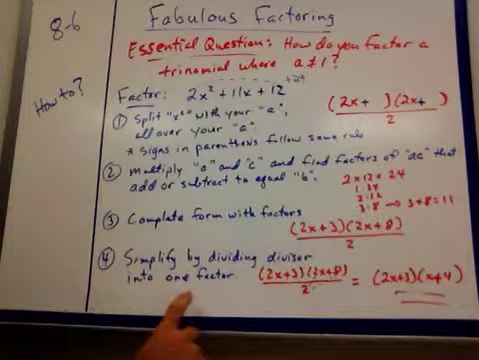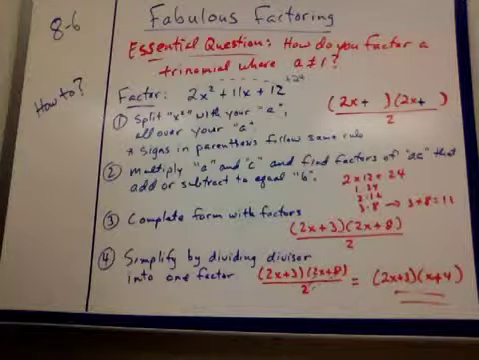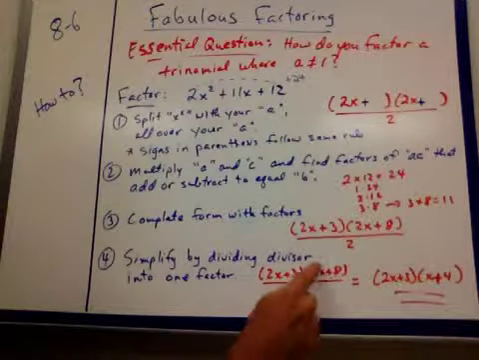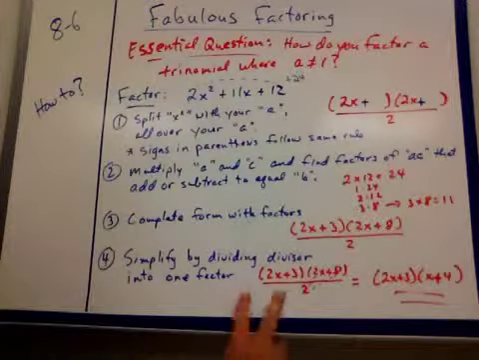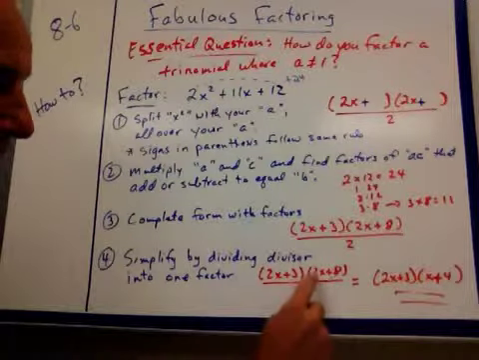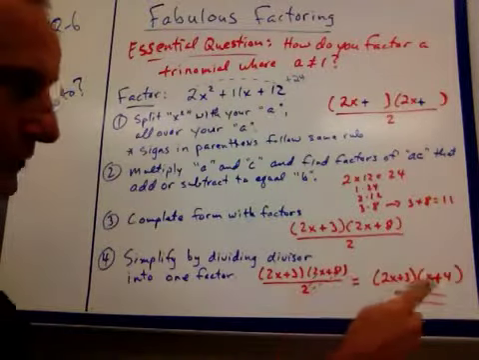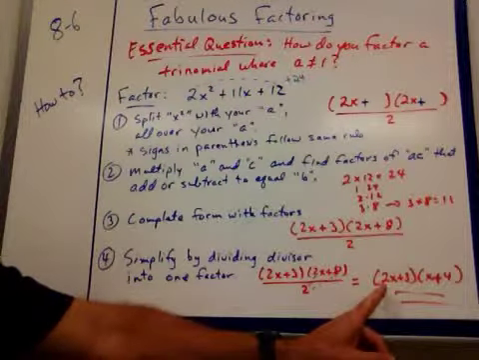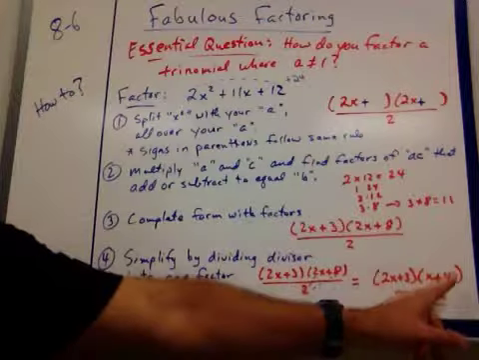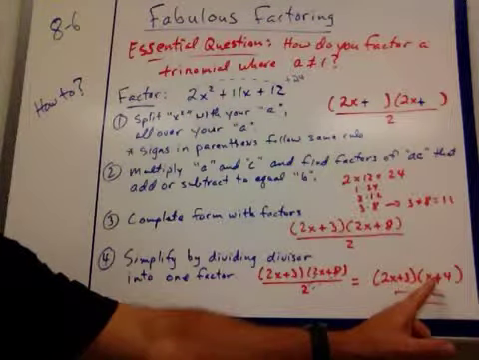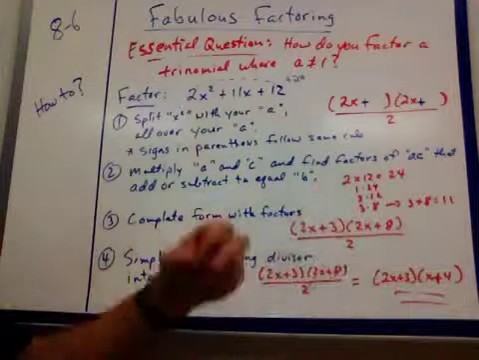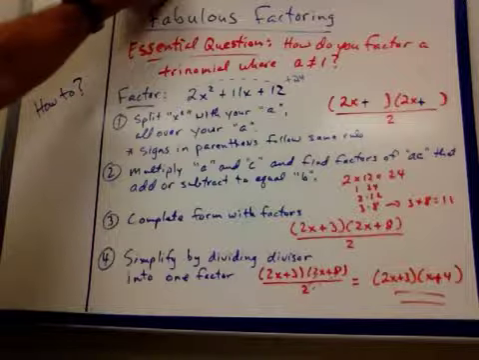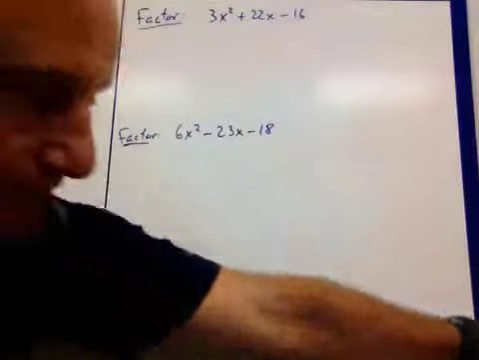We fill them in just like we would. Now we want to simplify by dividing that divisor into one factor. So I take that 2 and I try to fit it into the 3 and the 8. It doesn't go into 3 evenly, but 2 goes into 2 and 2 goes into 8 evenly. So I got my 2x plus 3. 2 goes into 2 one time, I get 1x, 2 goes into 8 four times, x plus 4. You want to check it to see if it's right? FOIL it. There's my 2x squared, 2 times 4, that's plus 8x, plus 3x, there's my plus 11x, and then there's my plus 12. So I got what I started with. Fabulous factoring. Okay, let's take a look at some examples.